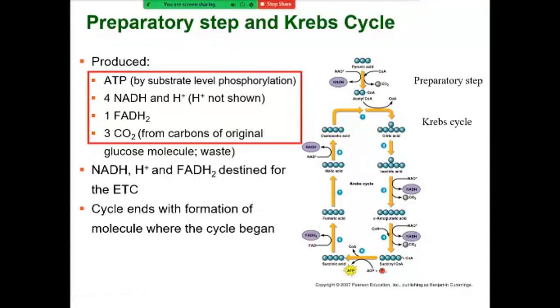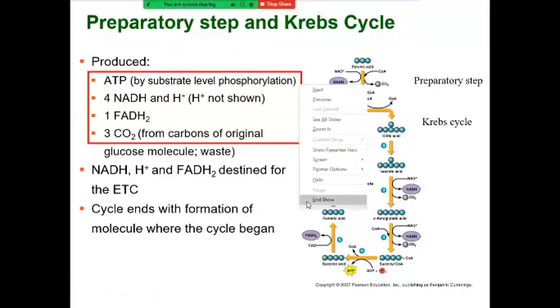So the Krebs cycle will always run as long as glucose is in the body or acetyl coenzyme A is in the body. Question about any of that?